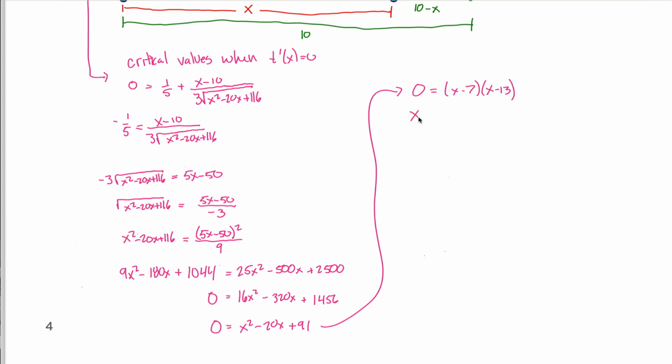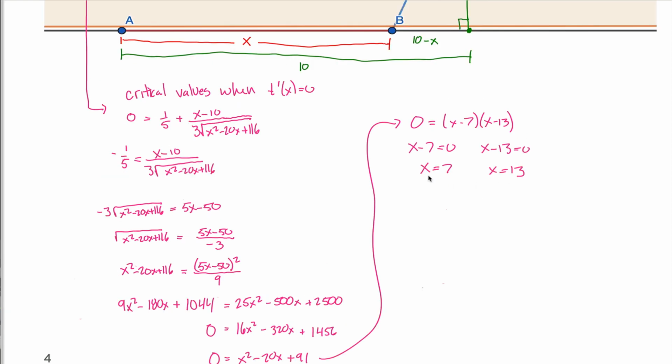I got something times something equals 0. So either x minus 7 equals 0 or x minus 13 equals 0. So either x is equal to 7 or x is equal to 13. The critical values of this function come when x equals 7 and when x equals 13. Wait, two critical values? That's weird.